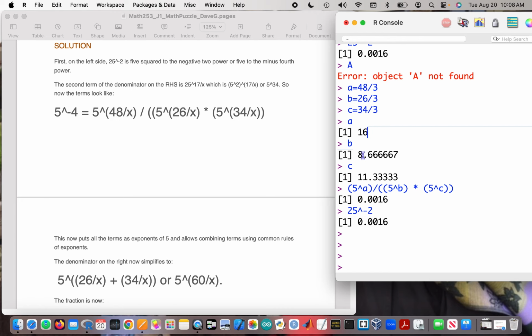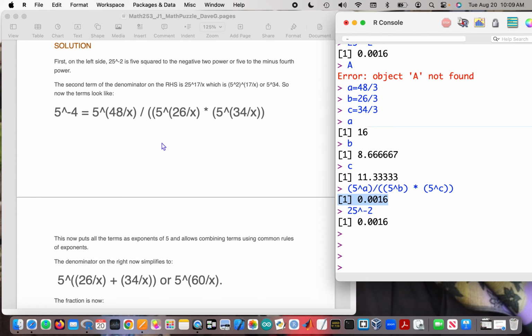Take a look at the value of b. If that number looks familiar, it's because you know trig. And c is equal to 34 over 3, or 11.3 repeating. That makes computation of the term a little bit easier. 5 to the power of a divided by quantity 5 to the power of b times 5 to the power of c.